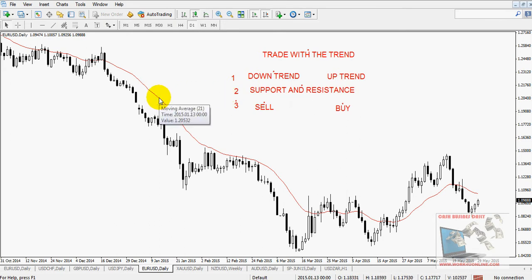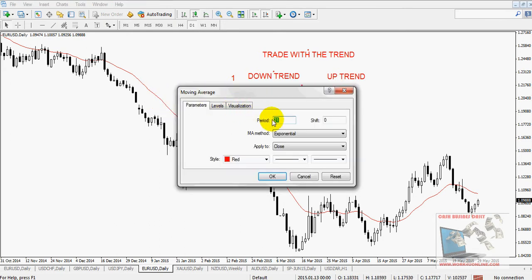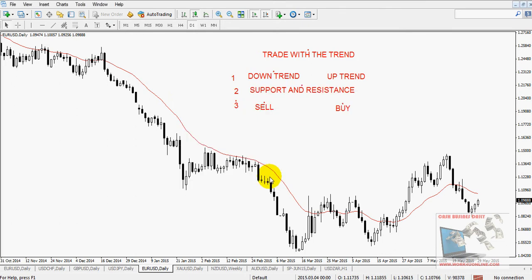I use this 21 exponential moving average to gauge the strength of the market, to know if it's an uptrend or a downtrend. Looking at this chart here, you can see it's a very nice downtrend. Here a smaller uptrend is going. Could be it's just a momentary trend that is building up.